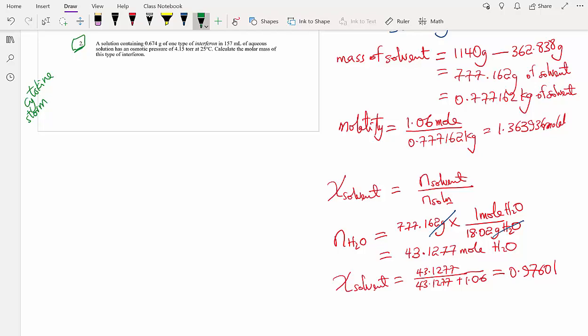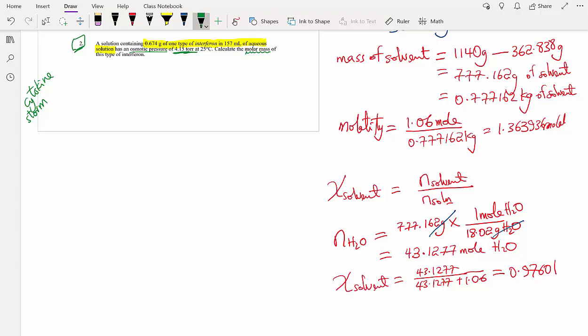Anyway, so we have 0.674 grams of interferon in 157 milliliter of our solution. And this solution has an osmotic pressure of 4.15 torr at 25 degrees Celsius. We are required to calculate the molar mass of this type of interferon. So our goal is to know the molar mass.